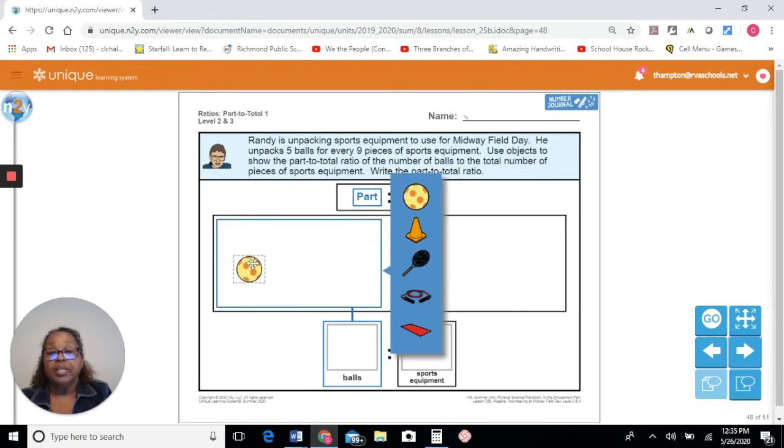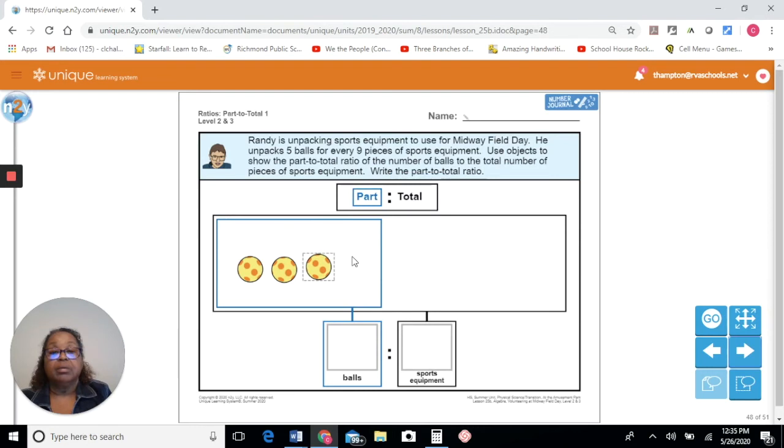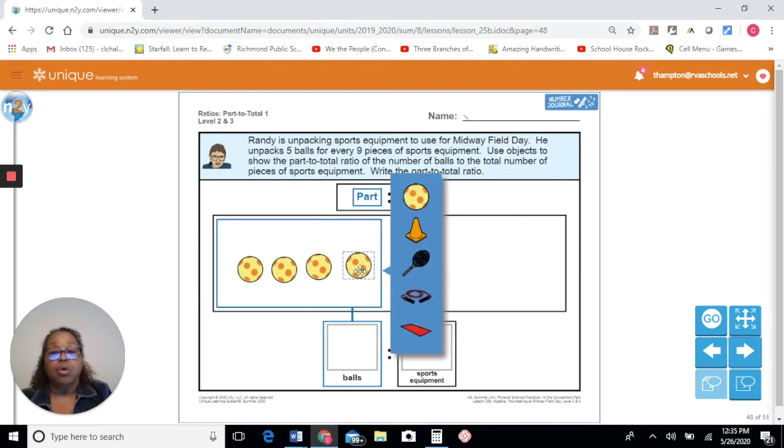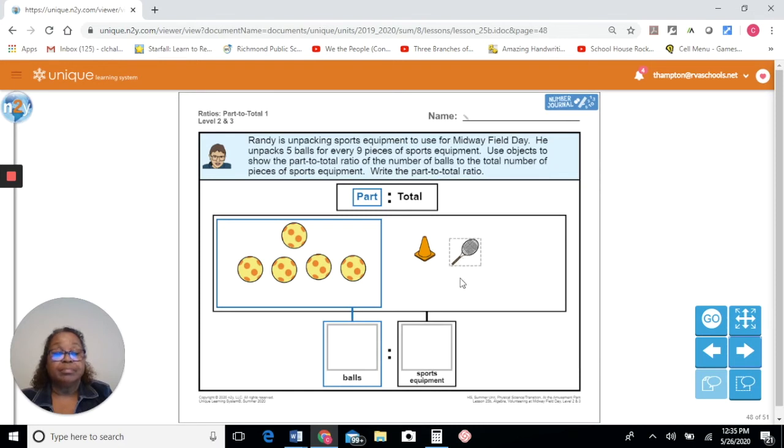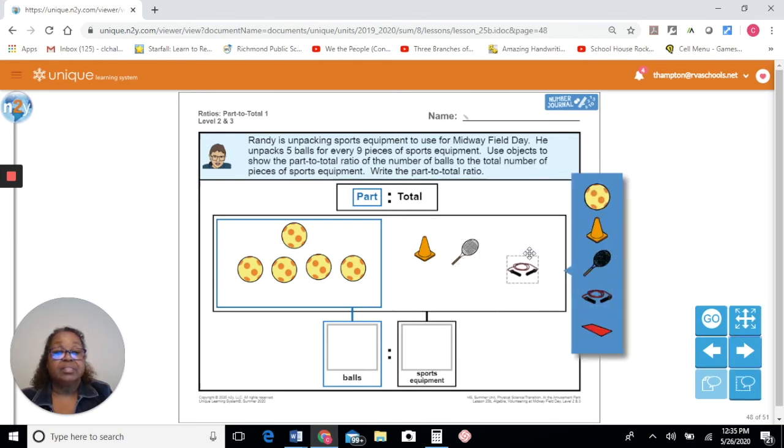So 1, 2, 3, 4, 5. The total number was 9. So that's 5, 6, 7, 8, 9.